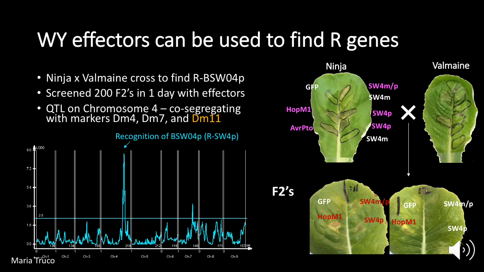We also tested an additional 3 genotypes of lettuce that had DM11, and they all recognized BSW4P. So it's a candidate AVR11 gene. My colleague Anna Geisvers has been following up on this, testing candidate genes, and got a result last week that was very promising, that we actually found the R gene. I don't want to speak too soon, but it looks promising. The results will be out soon.